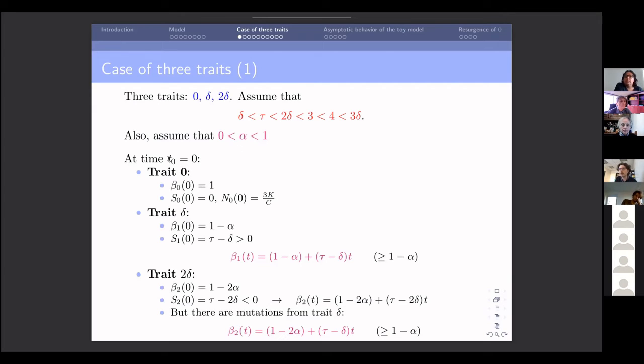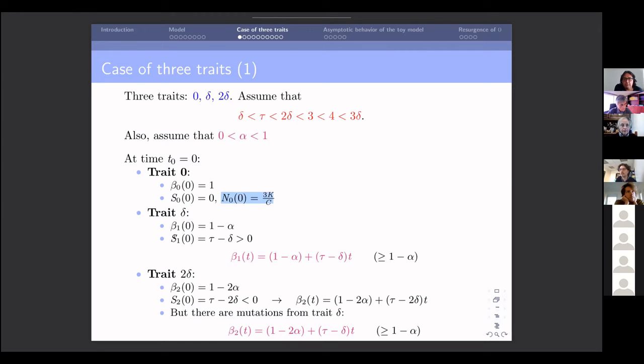Now, what can happen at time 0 first? My assumption about the initial condition is that you have an exponent which is 1 for trait 0, 1 minus alpha for trait delta, 1 minus 2 alpha for trait 2 delta. These are the initial exponents. Now I compute the fitnesses. The fitness of trait 0 is 0. This is always true: if you take the fitness of a trait in a population with the same trait, it's always 0. And the initial population size is of the order 3K over c.